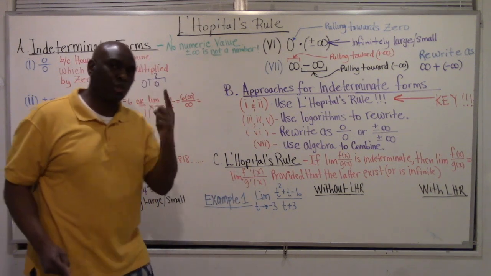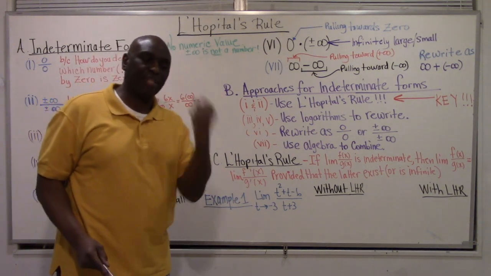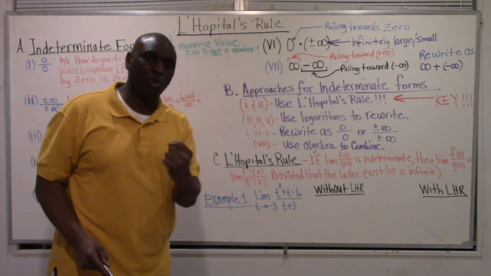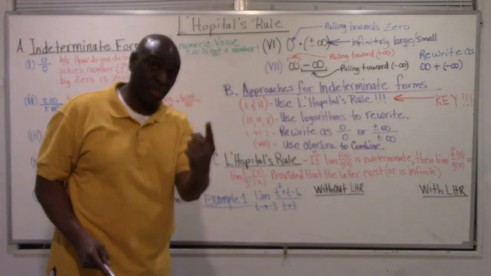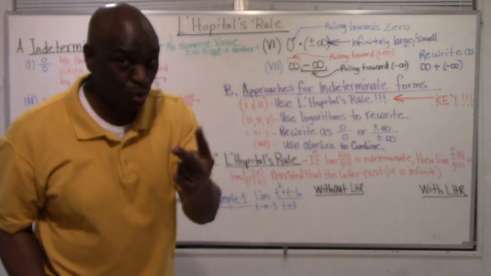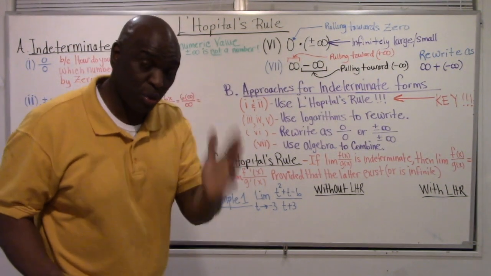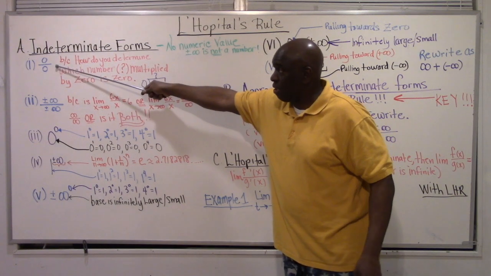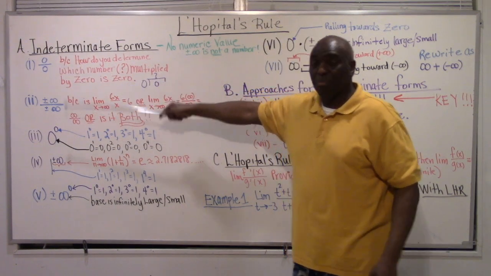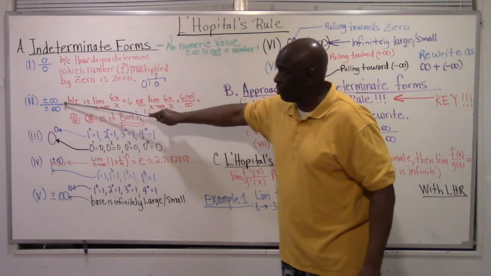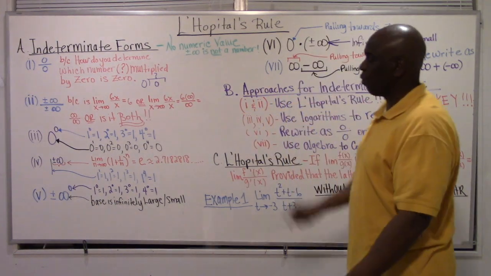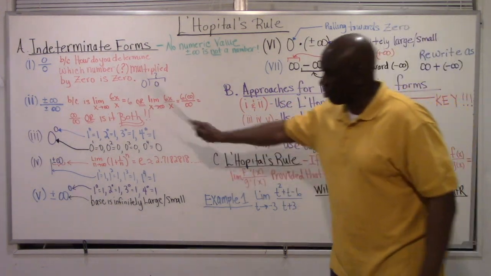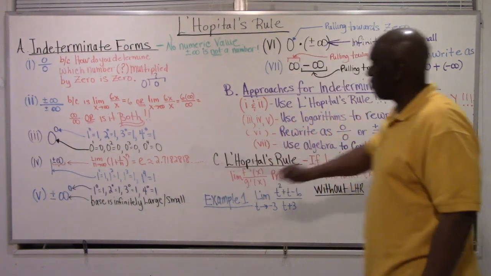So in order to use L'Hopital's rule, we have to have an indeterminate form that satisfies condition 1 or condition 2. That's it. You can only use L'Hopital's rule if condition 1 or condition 2 is satisfied. Well, what about the rest of them? What about conditions 3, 4, 5, 6, 7?